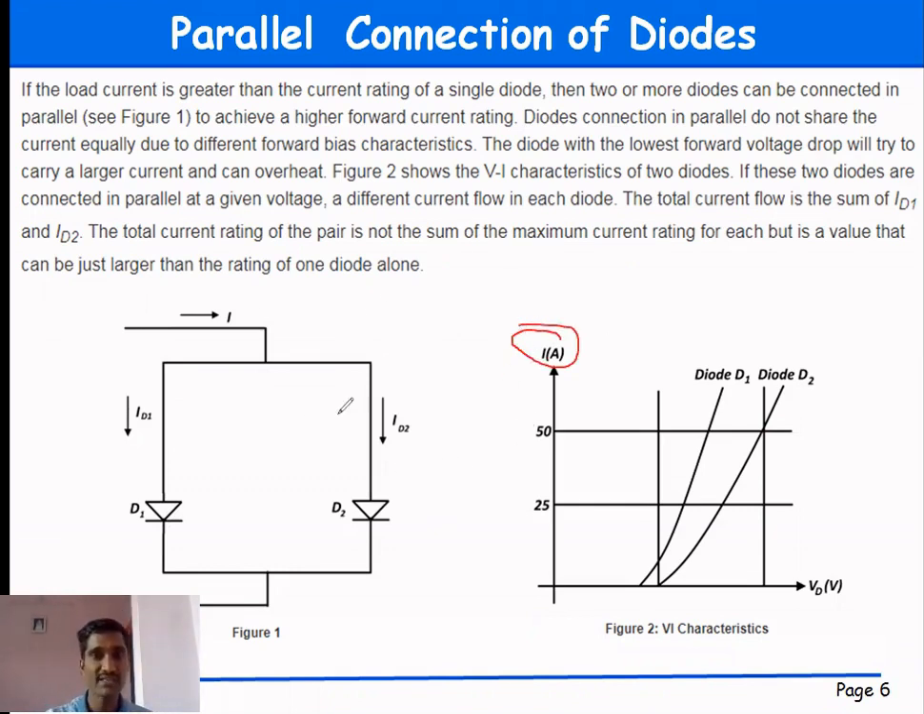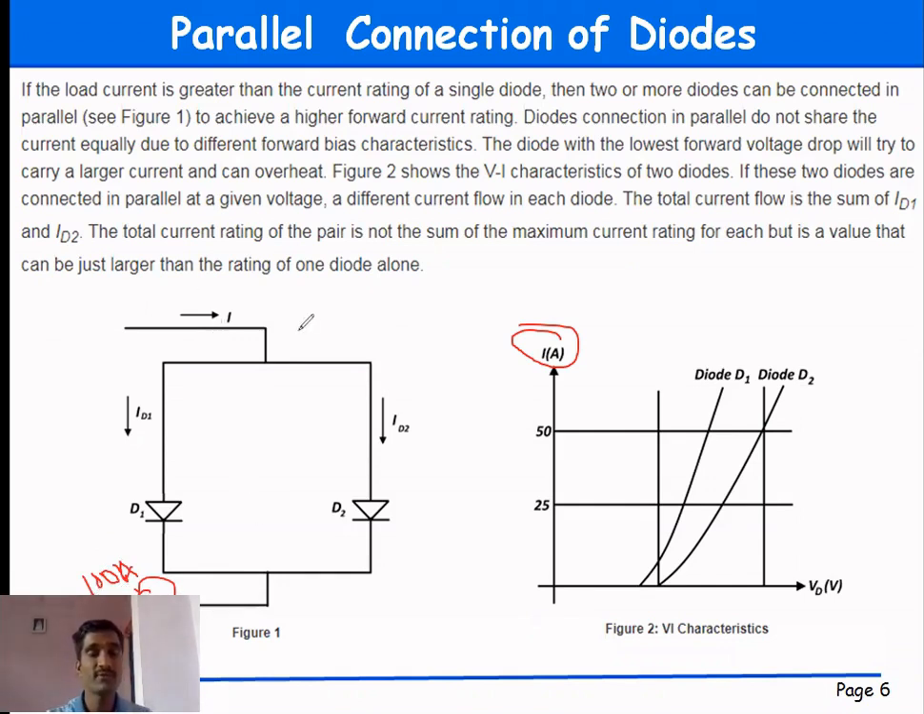So we take a simple example. Here is a load, and the load is nothing but a motor. Suppose this is a motor, and it requires 100 ampere current to work efficiently. So this is a load, and it requires a current of 100 ampere.